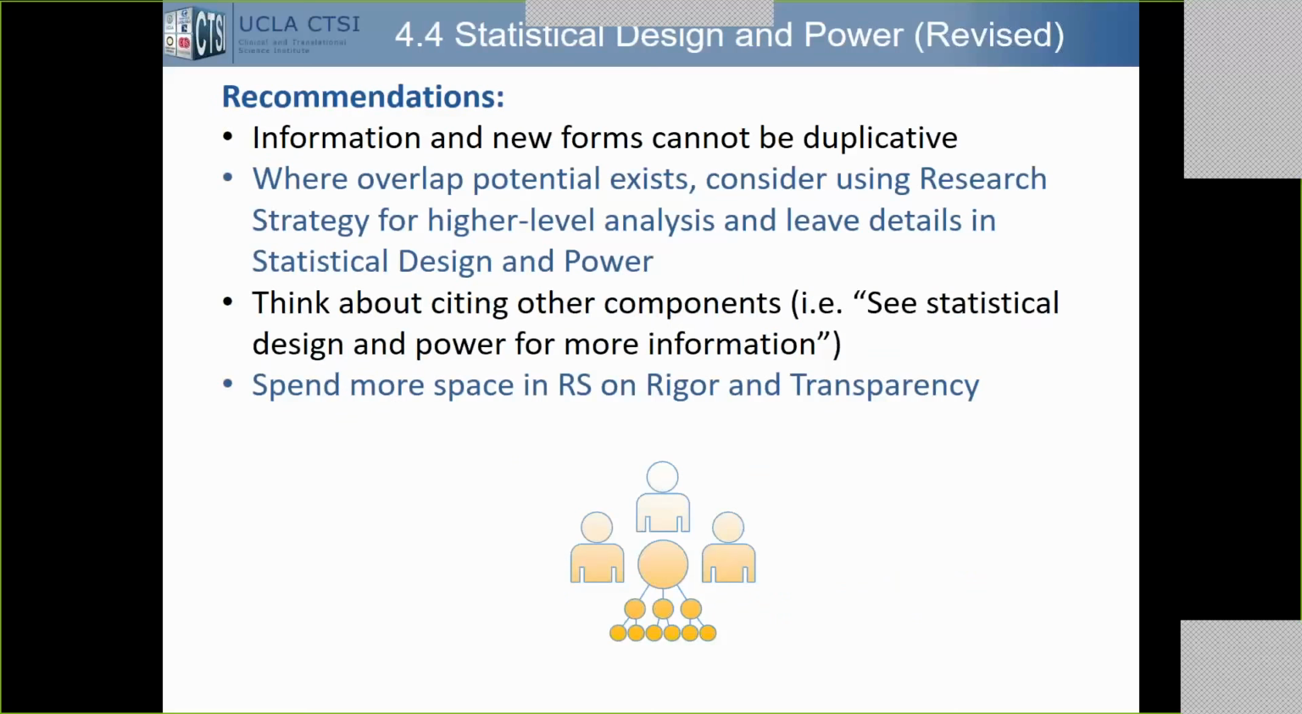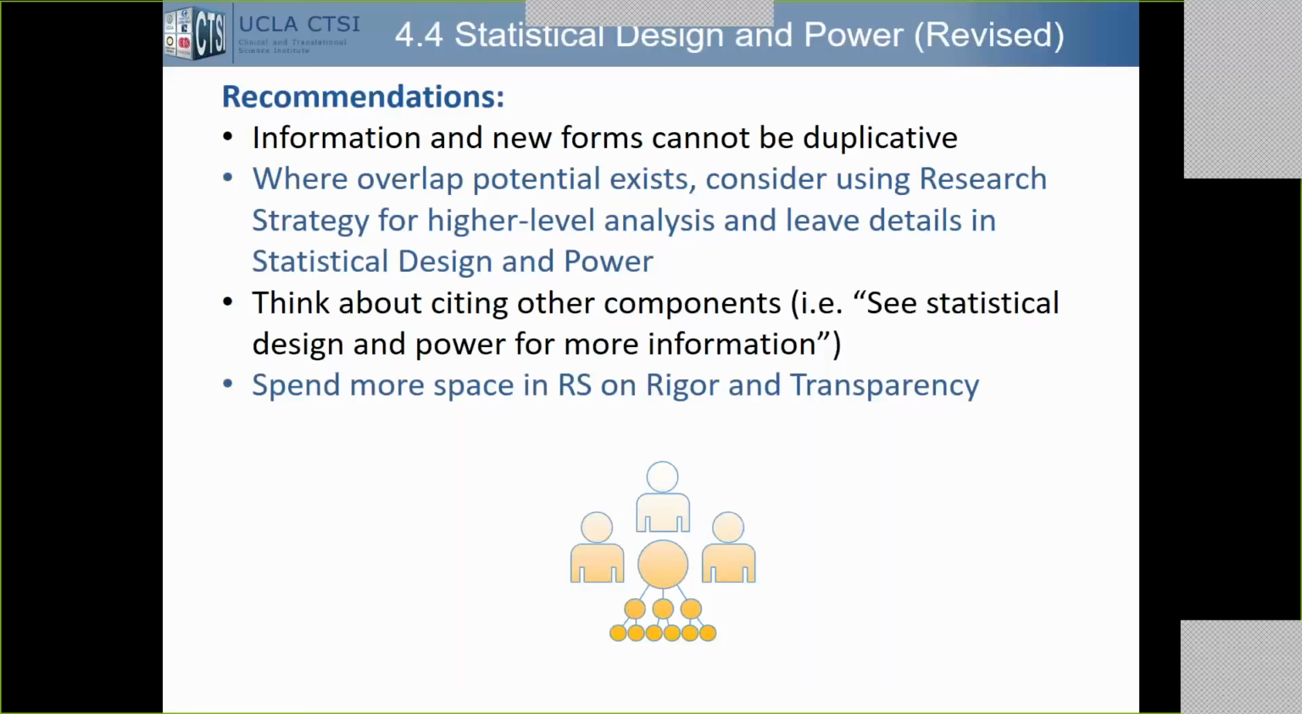So statistical design and power is a new document that needs to be uploaded, but again, if you're familiar with submitting grants to NIH, you're used to doing a design and power section of the grant. So we put together some recommendations based on some of the questions and feedback we've been getting from everybody, but essentially, when you read the NIH guidelines, they tell you that the information that you put in your research strategy should not be duplicative with the information that you're putting in other components of the grant.